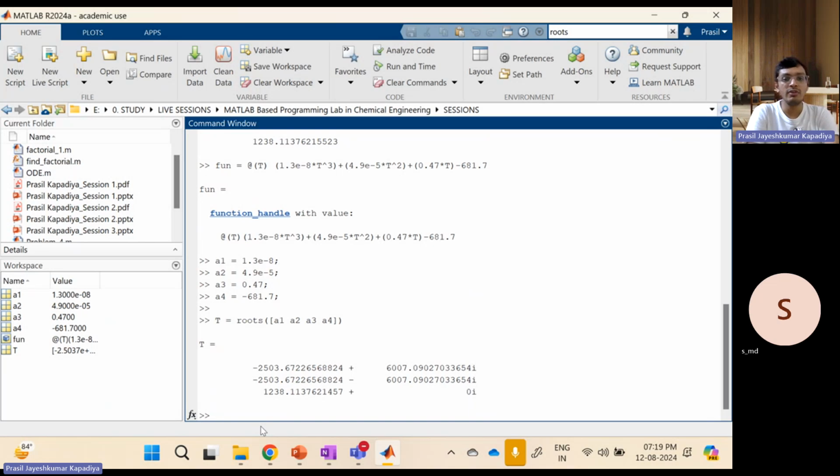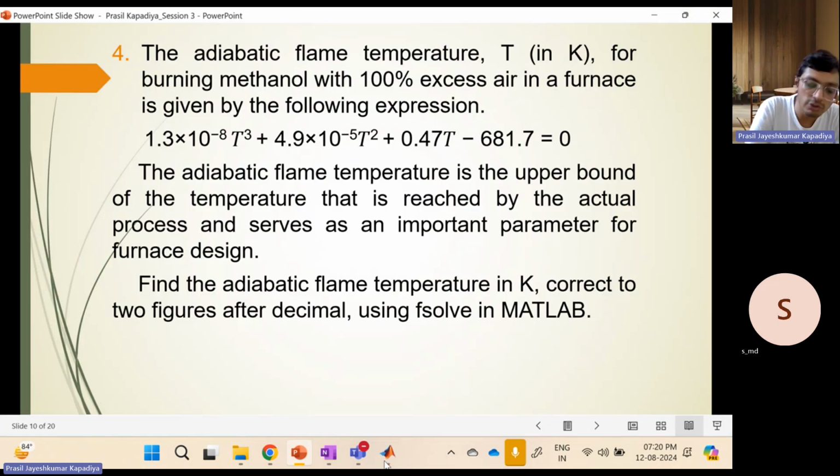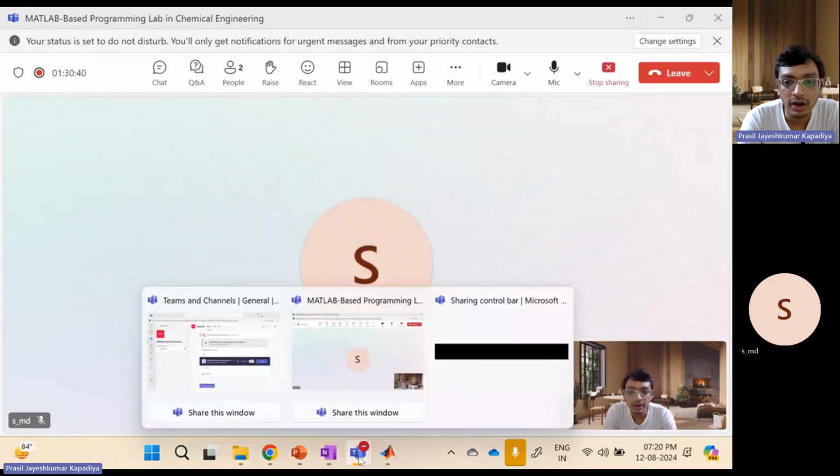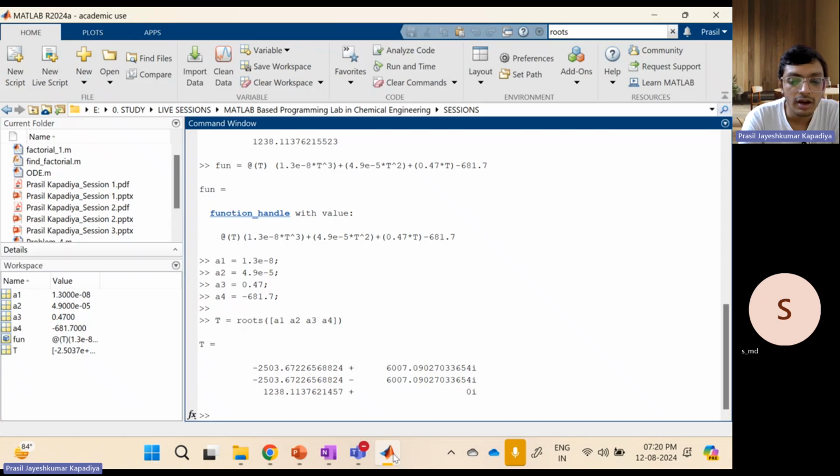So see, that's why we were only getting one answer for these multiple guesses, because the first and second roots were imaginary numbers, so they were not showing. Our actual answer is 1238.1137. So this is how you can also use the roots command, but we can only use it for polynomial nonlinear equations, not for transcendental nonlinear equations. Okay, I hope whoever has joined, you are understanding whatever I am teaching.